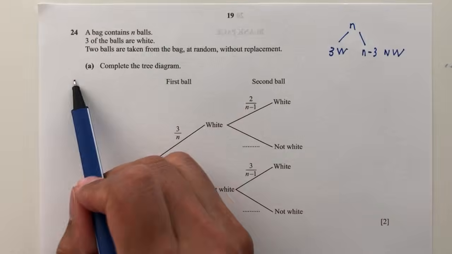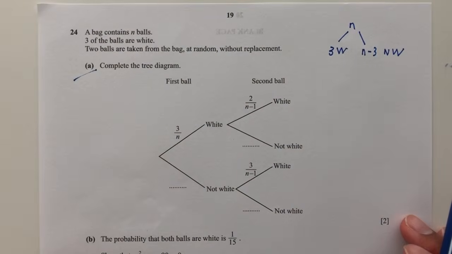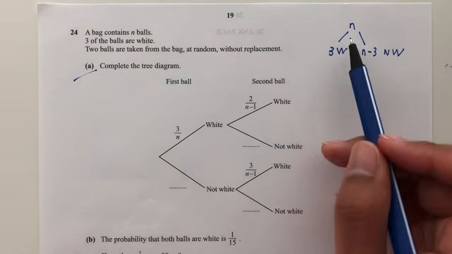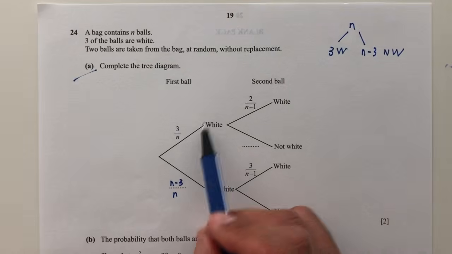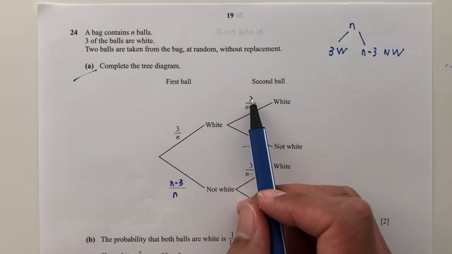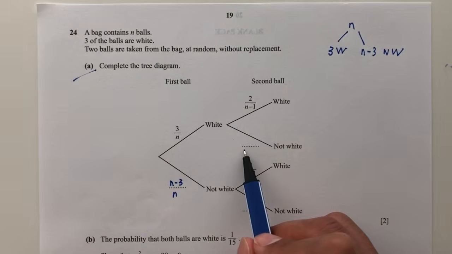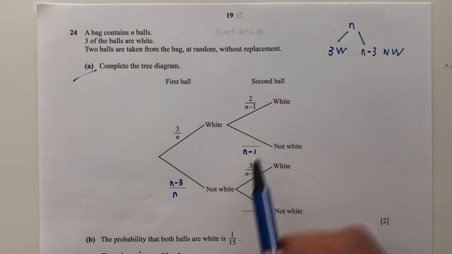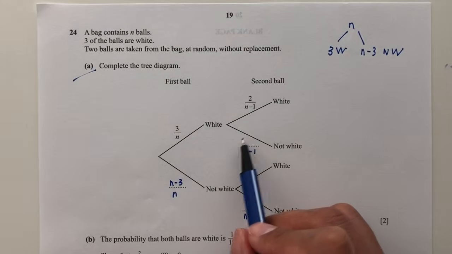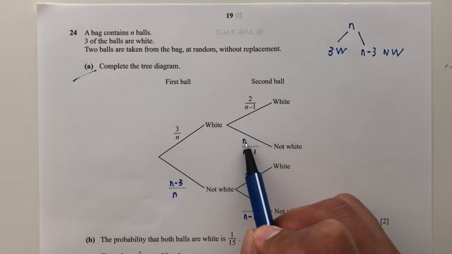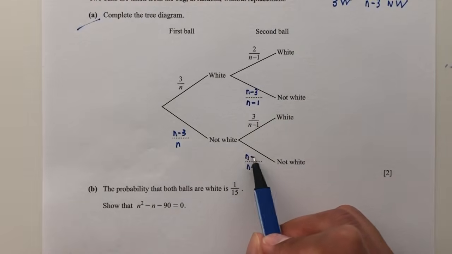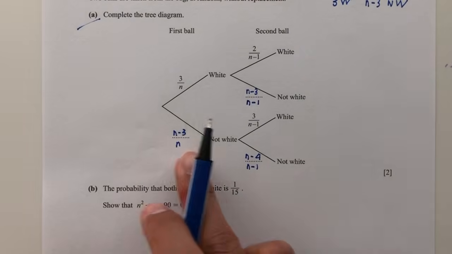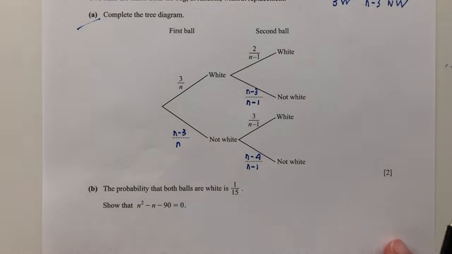Right. So part 1, we have 2 balls being taken. The first ball, it will be 3 over n, and this one will be n minus 3 over n, right? Now if you take a white ball, you will have 2 white remaining over n minus 1. This will be n minus 1 as well. Also n minus 1, and this one here did not change, n minus 3, and this one will be n minus 4. Because if you take off a ball, you have to minus 1 ball, that's why.